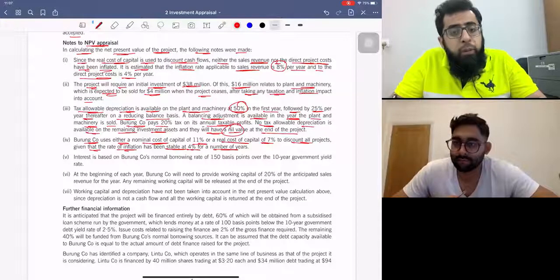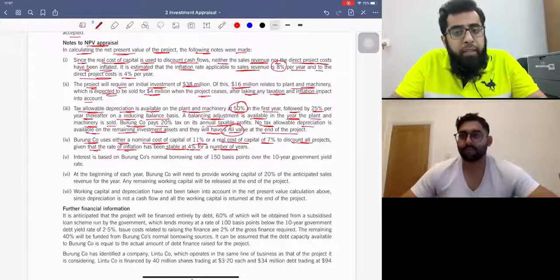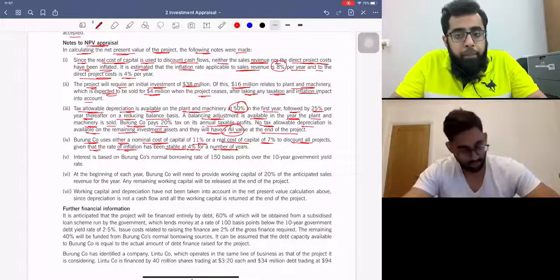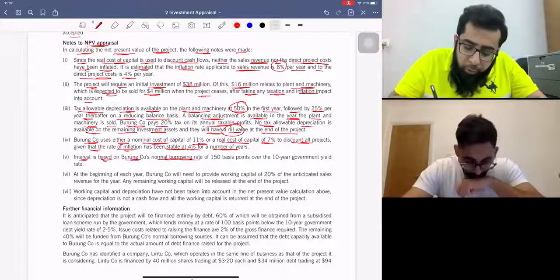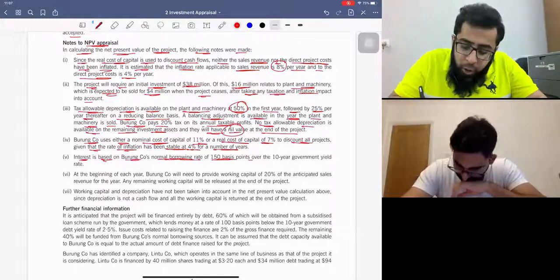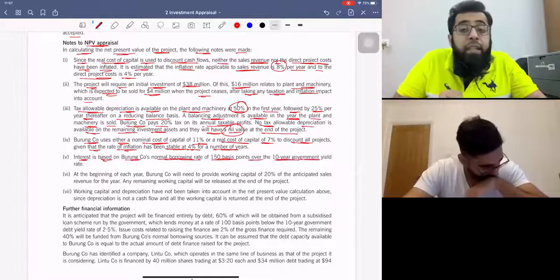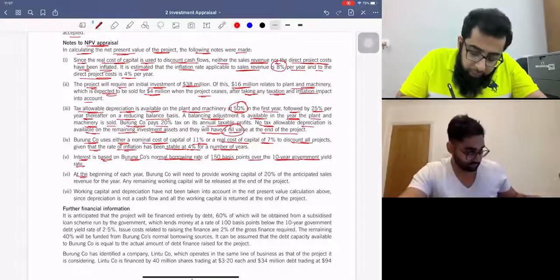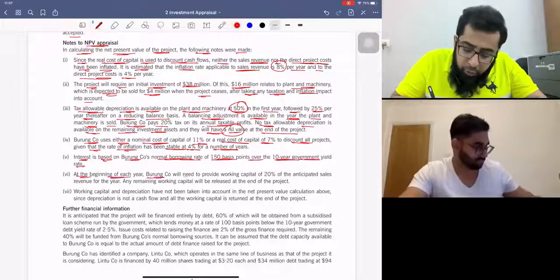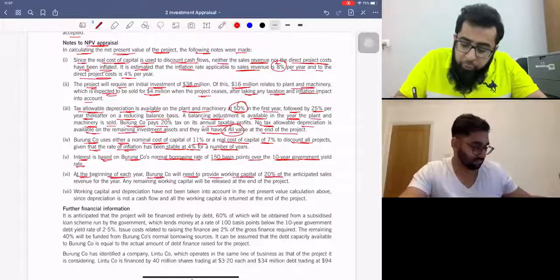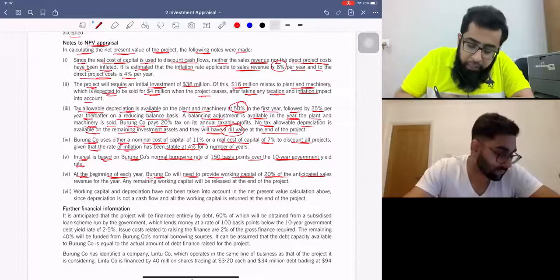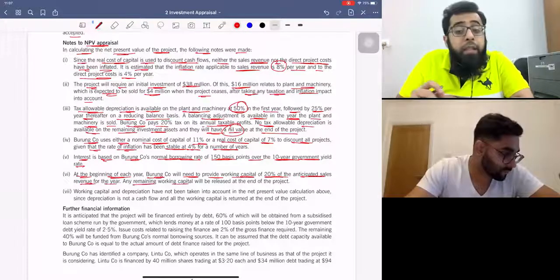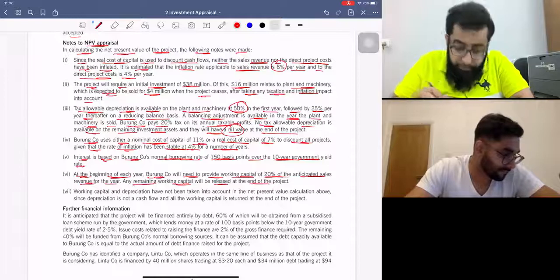And then we will use the project specific cost of capital, which is based on the beta asset of the project. Interest is based on Burung company's normal borrowing rate of 150 basis points over the 10-year government yield rate. At the beginning of each year, Burung company will need to provide working capital of 20% of the anticipated sales revenue for the year. Any remaining working capital will be released at the end of the project.